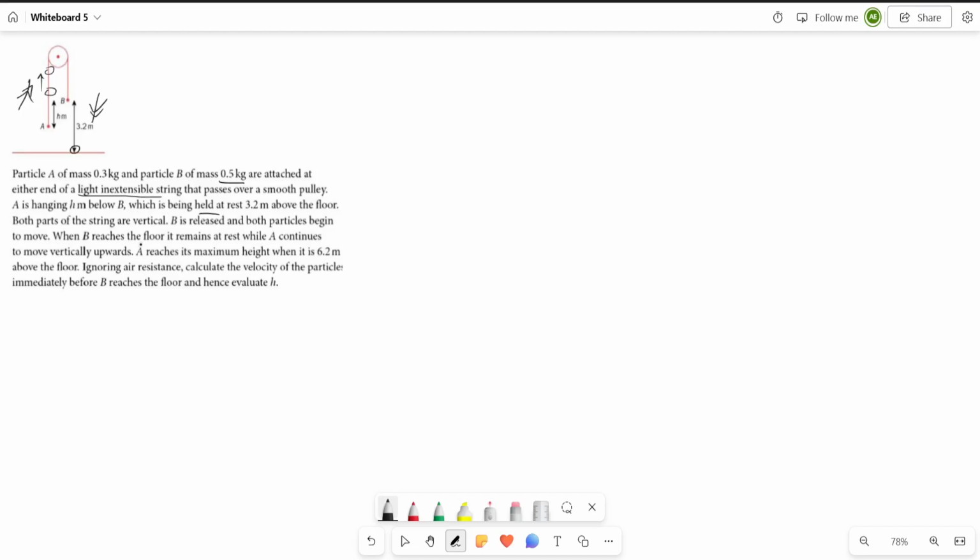It says that A continues to move vertically upwards until A reaches its maximum height 6.2 meters above the floor. Ignore air resistance, calculate the velocity of the particles immediately before B reaches the floor and the value of h. This is a different type of question. It's a little difficult, so let's try and draw what we have over here.